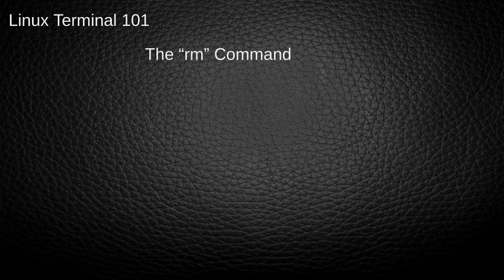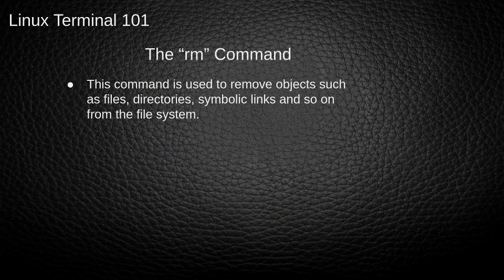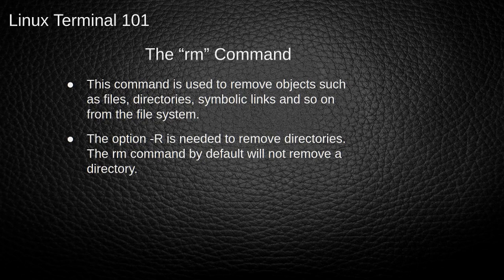Next is the rm command, and this one is very similar to the name. This command is used to remove objects such as files, directories, symbolic links, and so on. Basically, general file system objects. Now, if you want to remove a directory, there's actually a particular option you have to use. It doesn't have to actually be a capital R. I've seen it used both ways, lowercase and uppercase, and we're going to test that when we get to the terminal. But if you use the R option, you can remove directories. If you don't use that, by default, rm is not going to remove the directories.